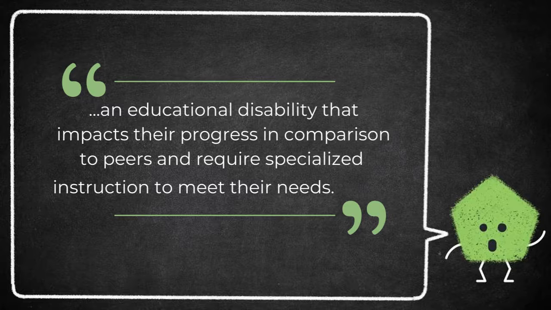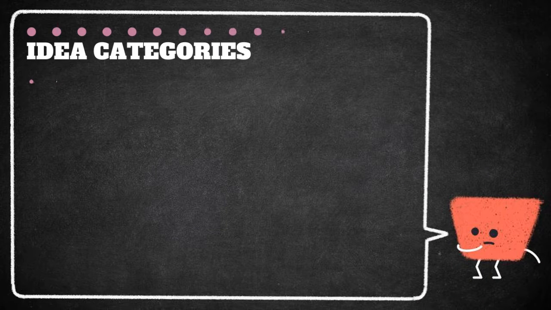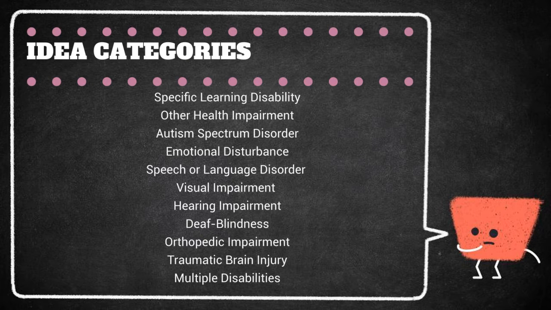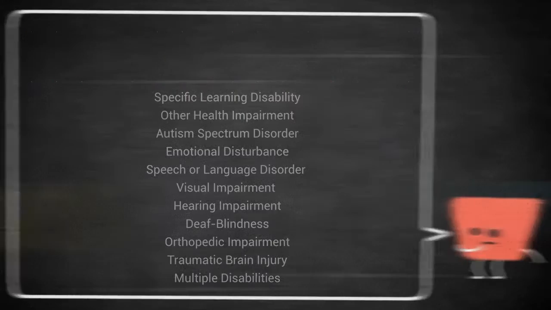To qualify for an IEP, a student must have an educational disability that impacts their progress in comparison to peers and requires specialized instruction to meet their educational needs. Additionally, the student must fall into certain categories and meet the requirements as outlined for those categories. These categories include a specific learning disability, other health impairment, autism spectrum disorder, emotional disturbance, speech or language disorder, visual impairment, hearing impairment, deaf blindness, orthopedic impairment, traumatic brain injury, or multiple disabilities.